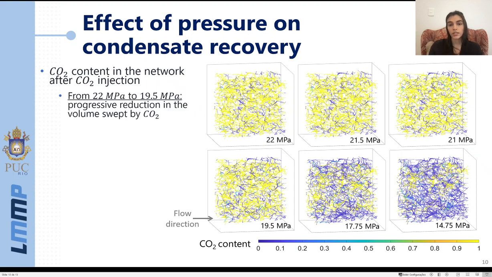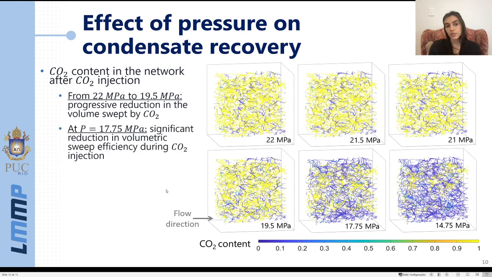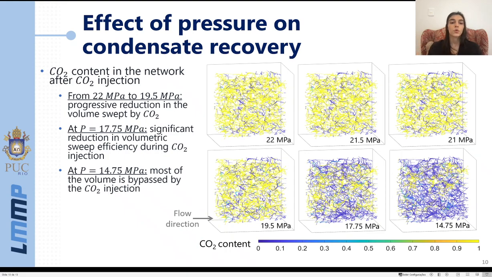And we could see that from 22 megapascal down to 19.5, we had a progressive reduction in this volume swept by the CO2, but still the recovery of condensate was very high. Then at 17.75 megapascal, we started seeing a significant reduction in the volumetric sweep efficiency during the CO2 injection. And finally, we can see the lowest tested pressure, in which most of the volume was bypassed by the CO2 injection.